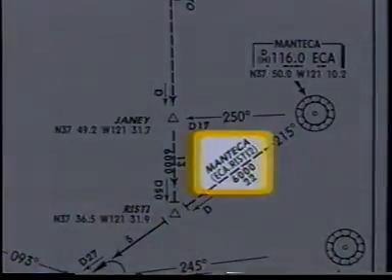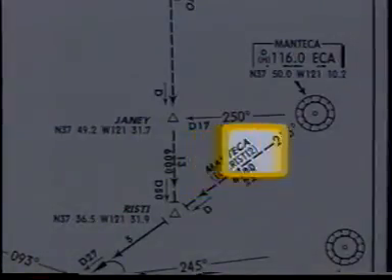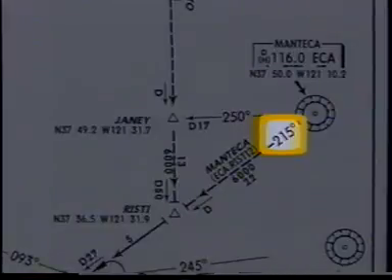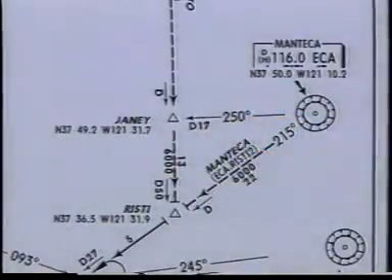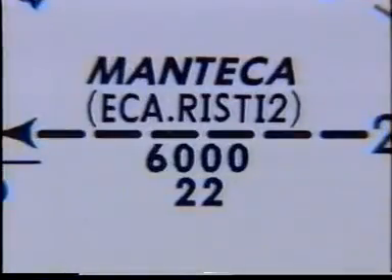Assuming you filed the Manteca transition, you would fly outbound from the VORTAC on the 215-degree radial. The transition information is nearly the same as that shown on a SID, with the name, computer code, MEA, and distance provided. However, for a STAR, the transition is named for the point of origin, and the transition code is listed before the arrival code.